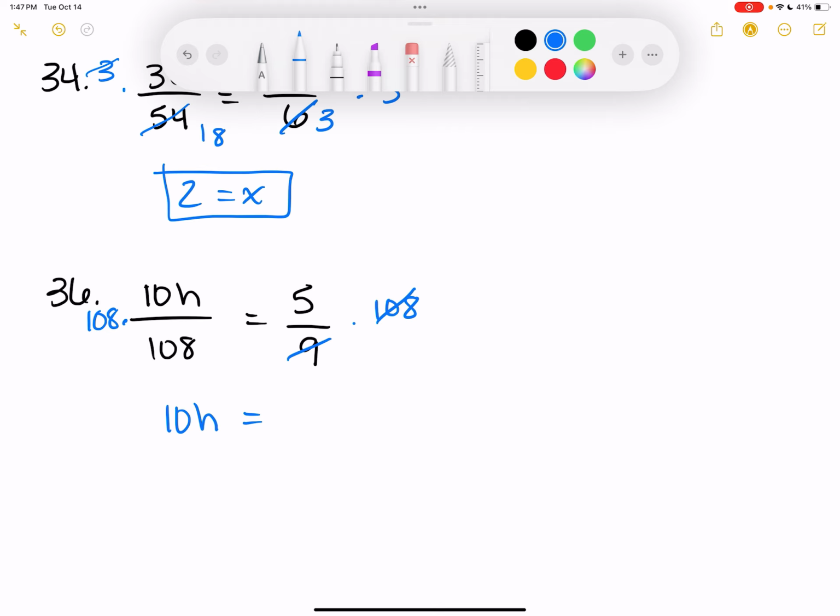12. 5 times 12 is 60. Now I can divide by 10. So h is equal to 6.